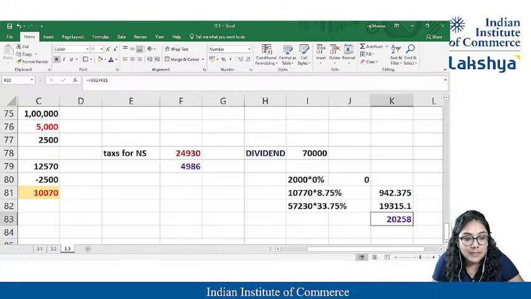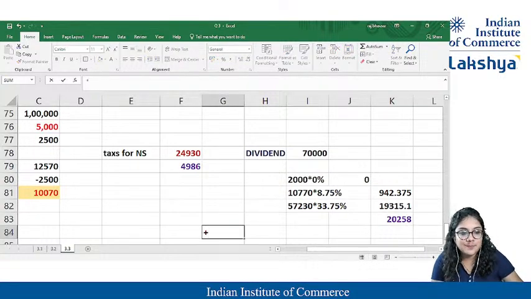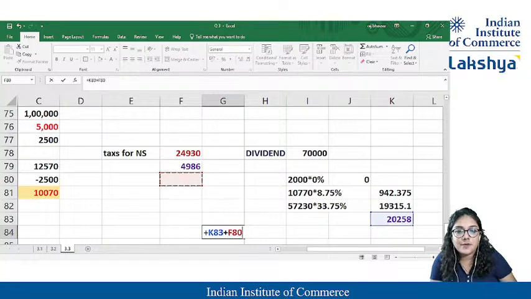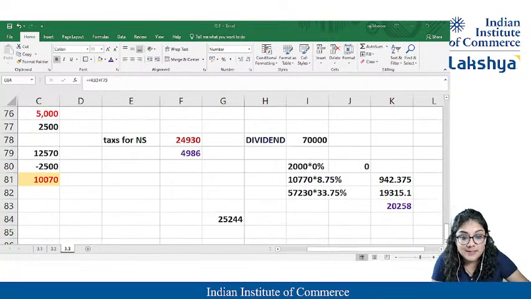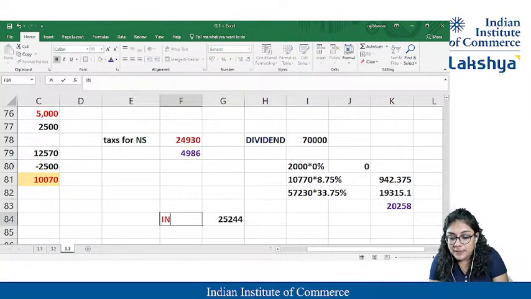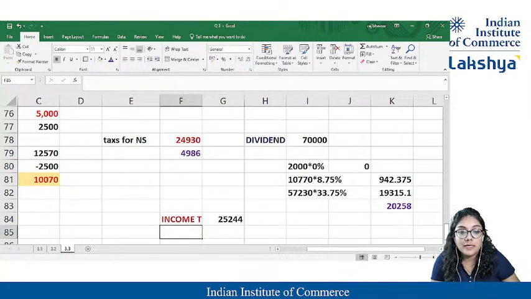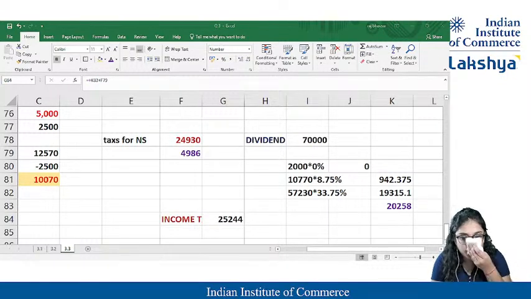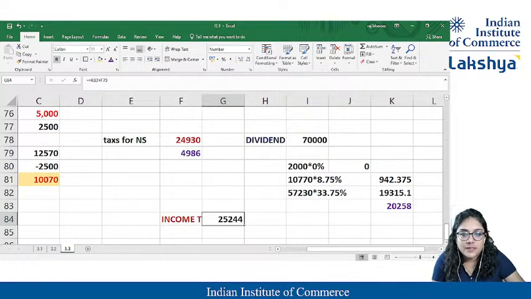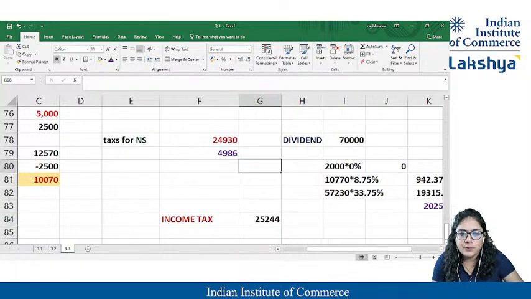So 25, 43, maybe. Is it something wrong which we made? Nothing. Yeah, okay, now we need to take a total of the taxes, that is 20 plus 4986. So this is my total taxes, or I can say my income tax over here. So in the income taxes, when I calculate for the corporation as such, I can get 243 points. Okay, cool. Now if I want to compare it, which is better, guys, which is better?